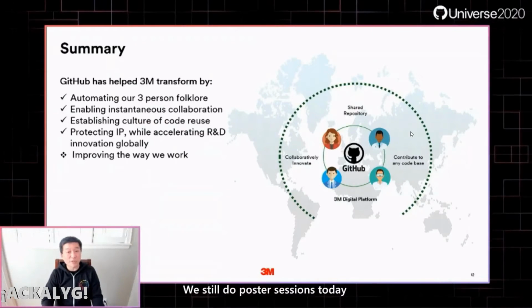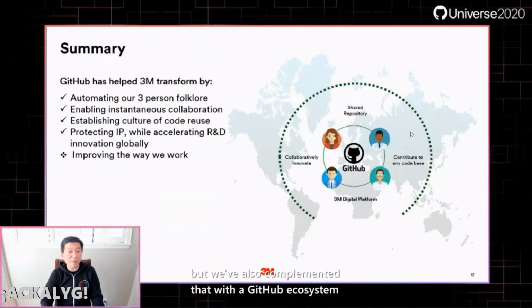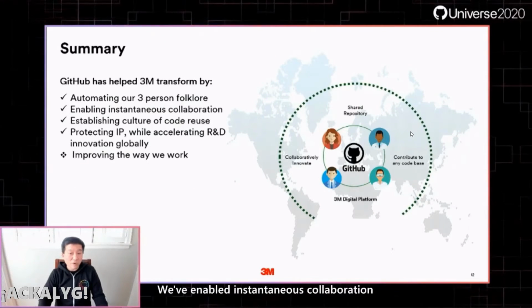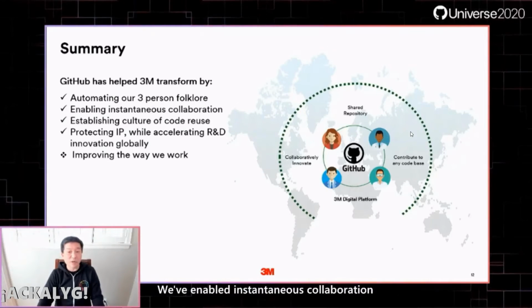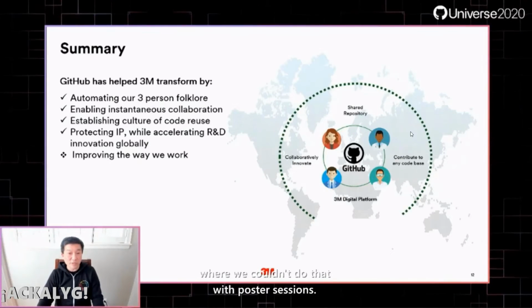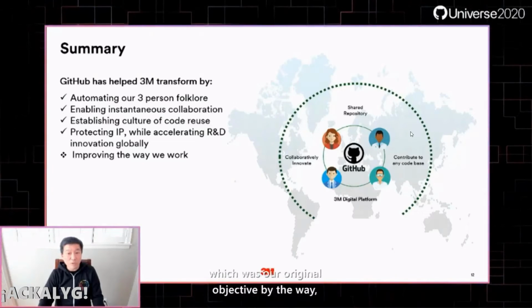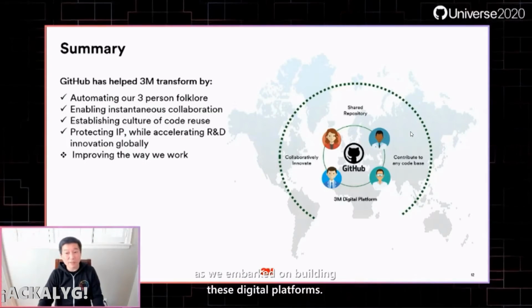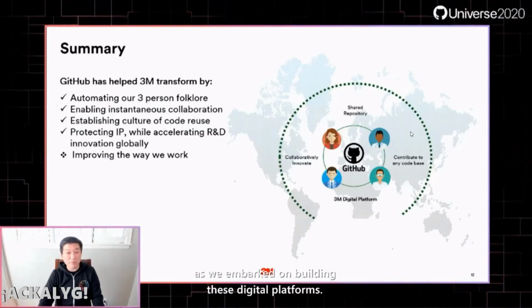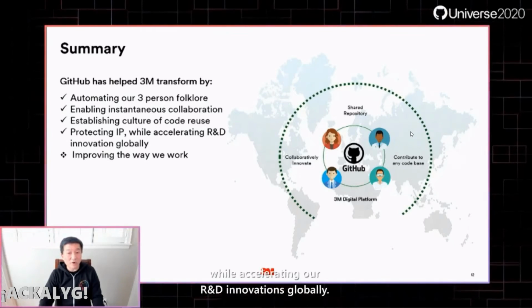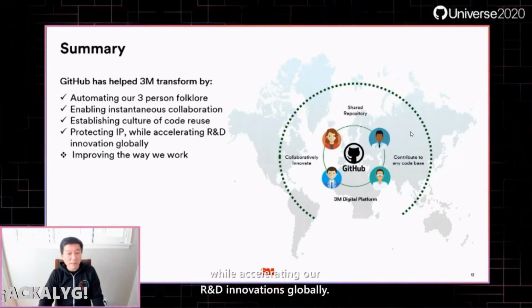We still do poster sessions today, but we've also complemented that with a GitHub ecosystem as a collaboration vehicle. We've enabled instantaneous collaboration where we couldn't do that with poster sessions. We've helped establish a culture of code reuse, which was our original objective, by the way, as we embarked on building these digital platforms. We've also helped to protect IP while accelerating our R&D innovations globally.